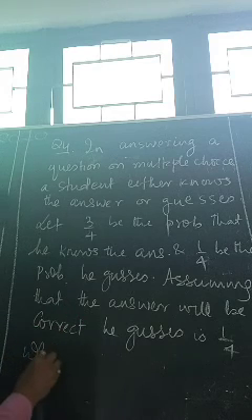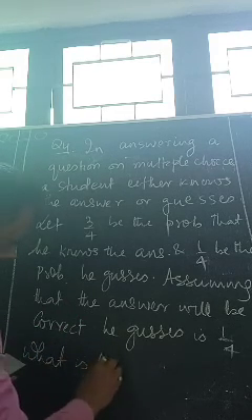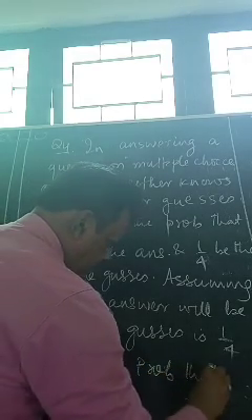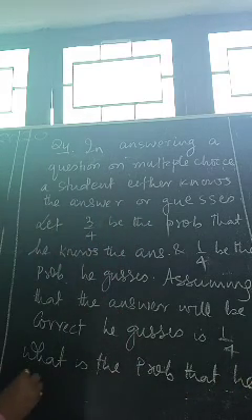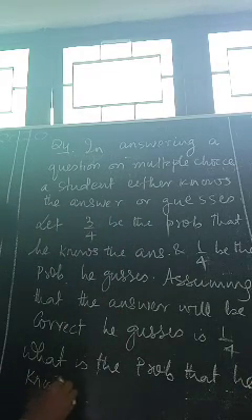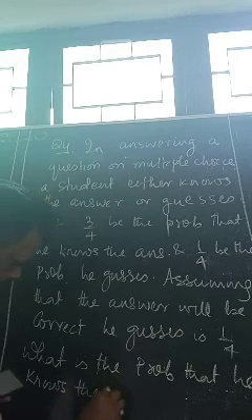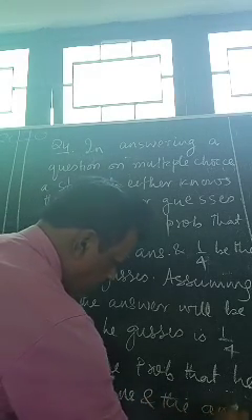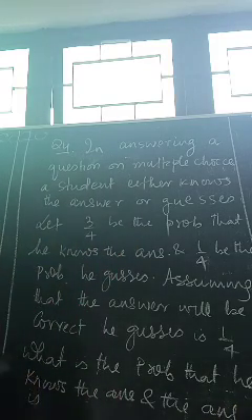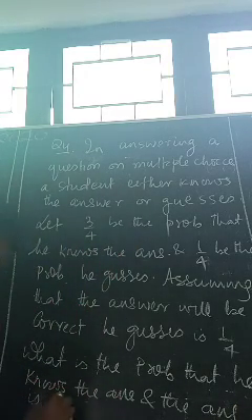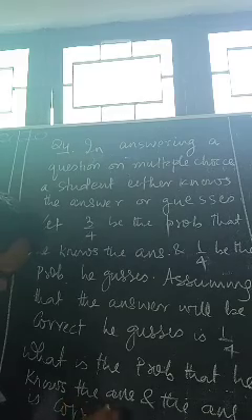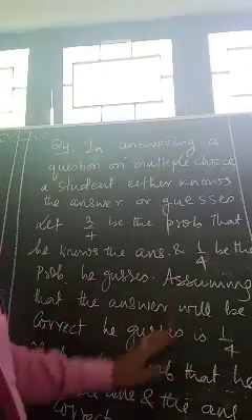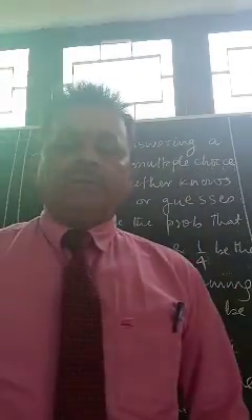Again, what is the probability that he knows the answer and the answer is correct? Okay. So the question is, how to know what is E1 and E2?